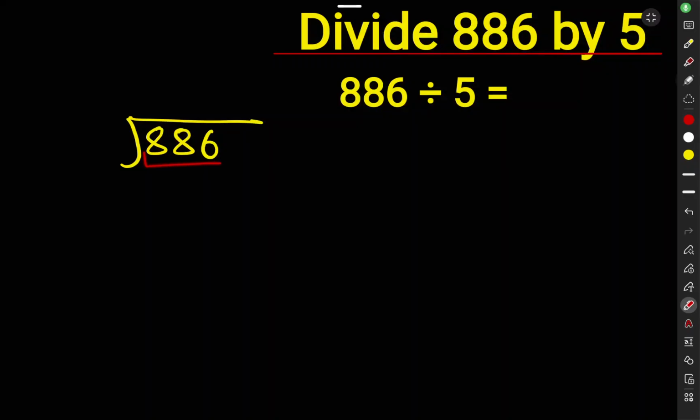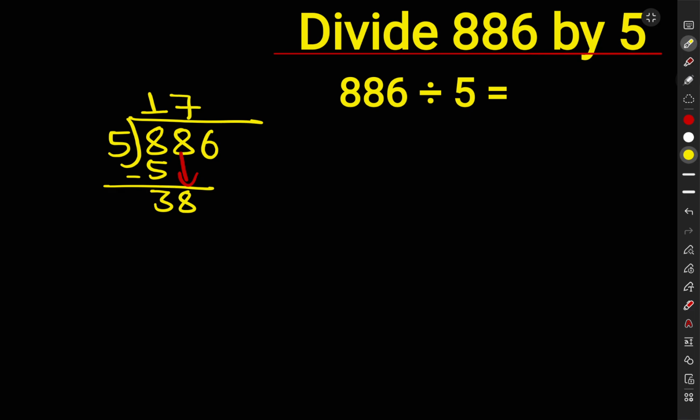Divide 886 by 5 in long division method. 5 times 1 is 5. On subtracting we get 3. So now we put down this 8 and it is 38.